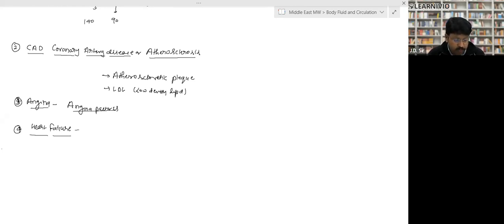Heart failure is the state when the heart does not pump blood effectively to meet the need of the body. Full stop.